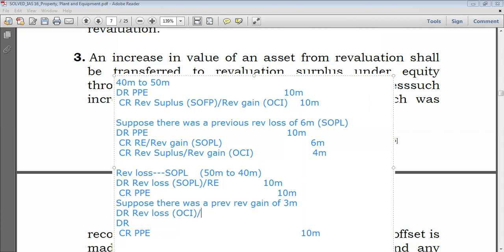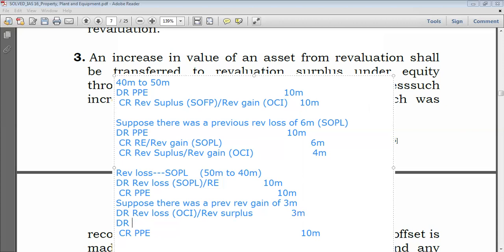Actually, if something goes to other comprehensive income, it has to go to revaluation surplus. If it goes through profit or loss, it has to go to retained earnings. You know, revaluation surplus is in the statement of financial position, while revaluation loss is in the profit statement, the income statement. So how much? I will write here 3 million.